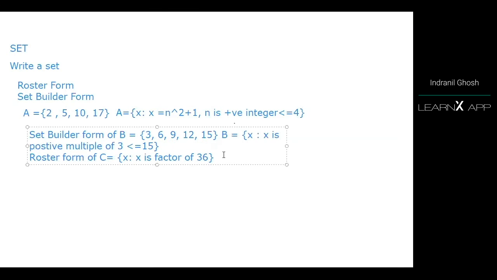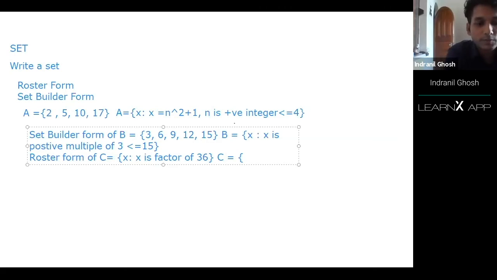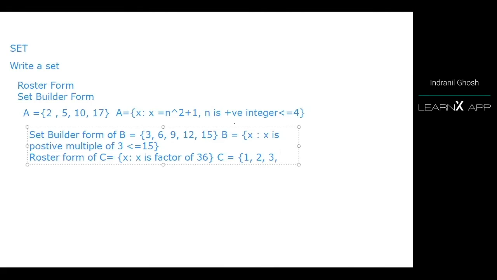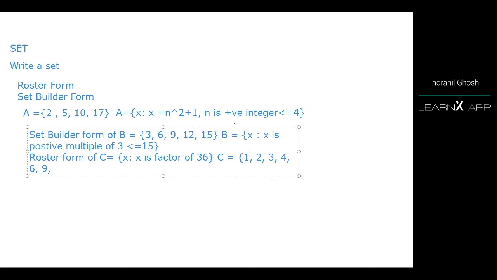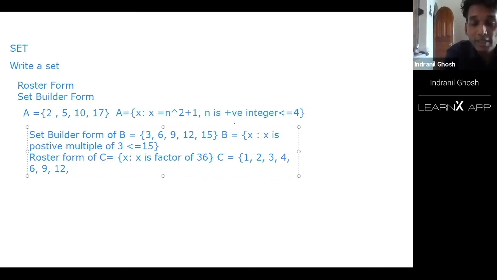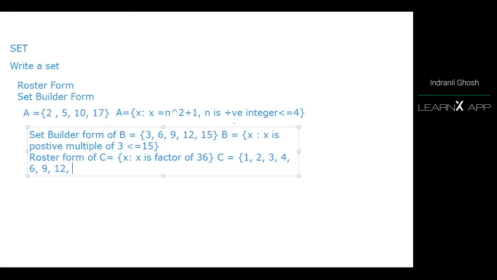Set C equals 1, 2, 3, 4, 6, 9, 12, 18, 36.